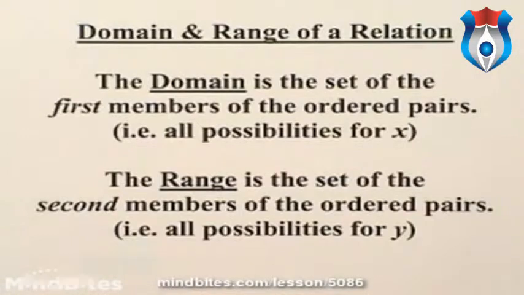A lot of work in this lesson will be done with domain and range, so let's find out what that's all about. The domain is the set of the first members of the ordered pairs, in other words, all possibilities for x. The range is the set of the second members of the ordered pairs, in other words, all possibilities for y.